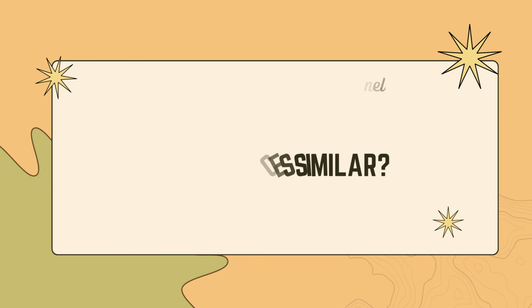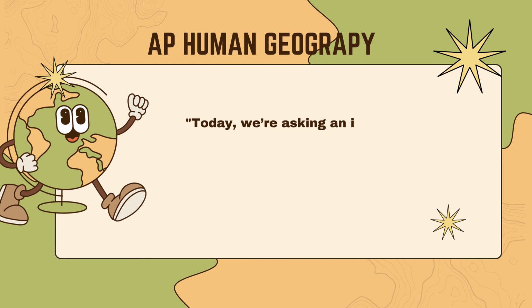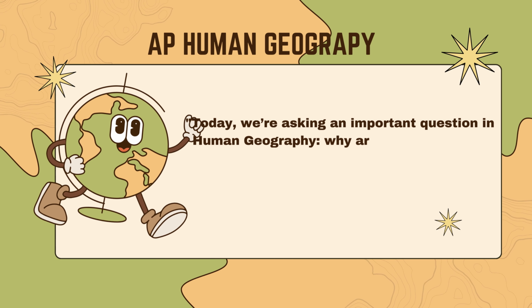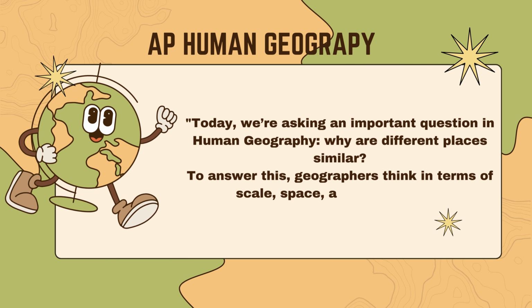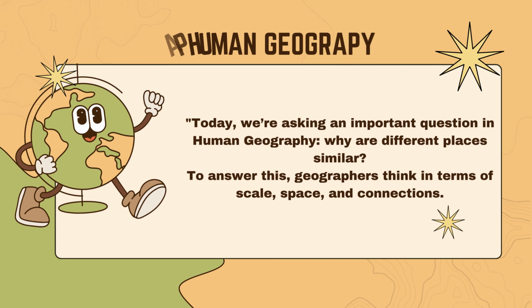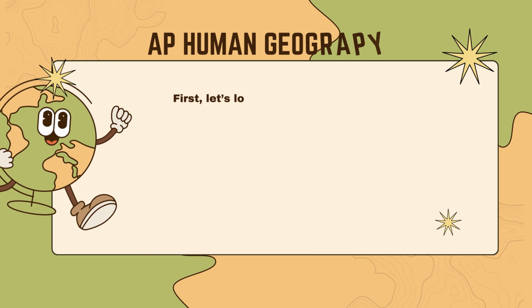Today, we're asking an important question in human geography. Why are different places similar? To answer this, geographers think in terms of scale, space, and connections. First, let's look at scale.